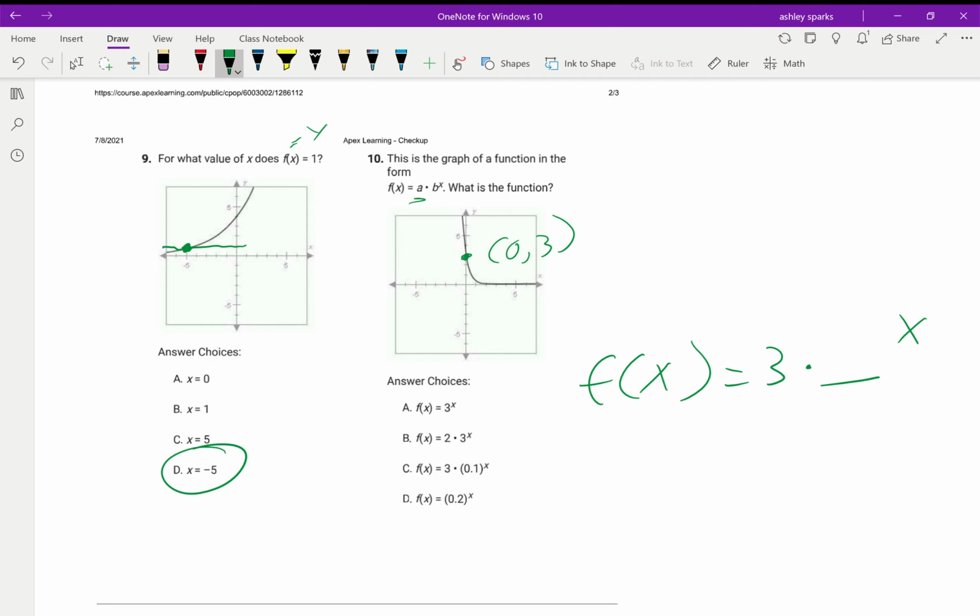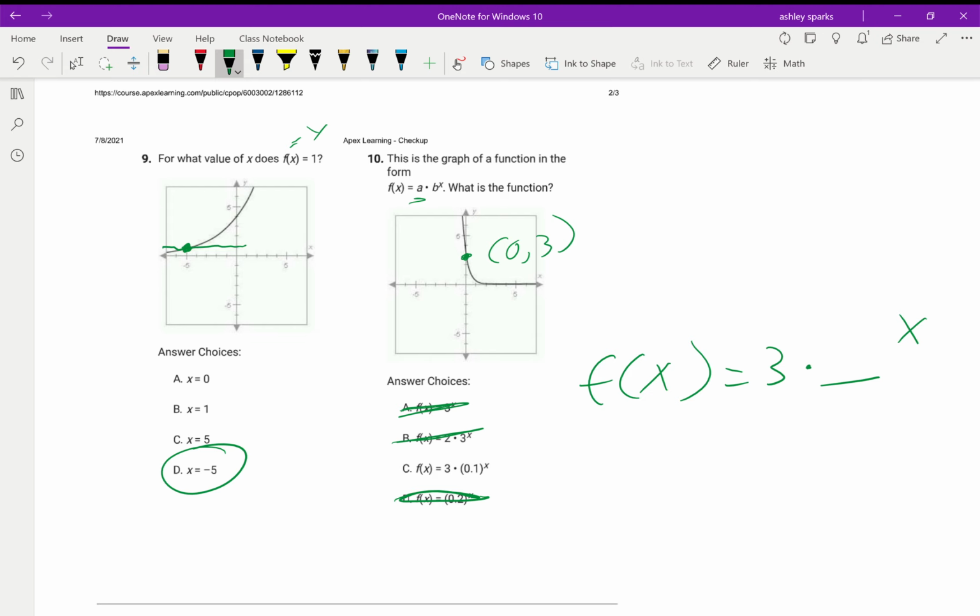If I'm looking at this, it has 0.2. That D definitely can't be the answer. I don't see my 3. It should be 3 times something. 3 is my initial value, not my rate. This has 2 in the front, not 3. So without even doing the rate, I'm pretty sure I already know my answer.